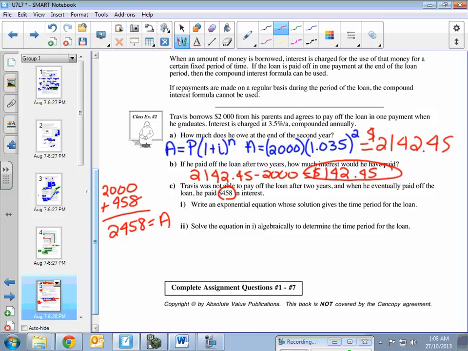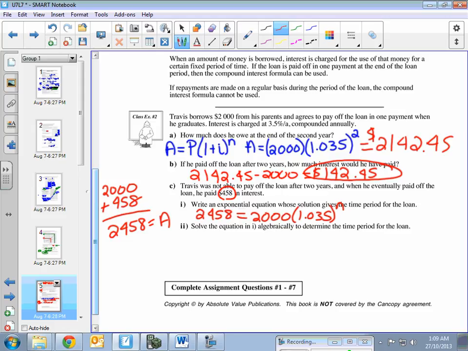So this is after he's paying. He still borrowed an initial $2,000. It's just your big A that is changing here. So our new equation then is $2,458 is equal to 2,000 times 1.035 to the n. Now we're looking for the n. Okay, we're looking for the number of years it will take him.